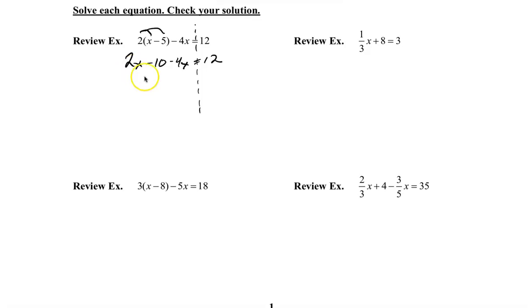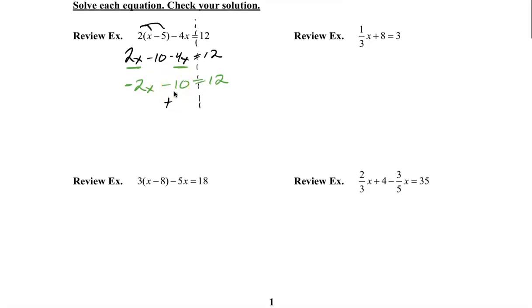And now we want to simplify this left side, combine like terms. Now I have 2 x's here, so I'm going to combine them. There's a 2x and a negative 4x. 2x minus 4x, they're different signs, so subtract, and I'm going to get negative 2x minus 10 equals 12. And now once you get to here, it's just solving a two-step equation. So we want to get rid of this portion of it first. So we're going to add 10 to both sides. And we're going to get negative 2x equals 22.